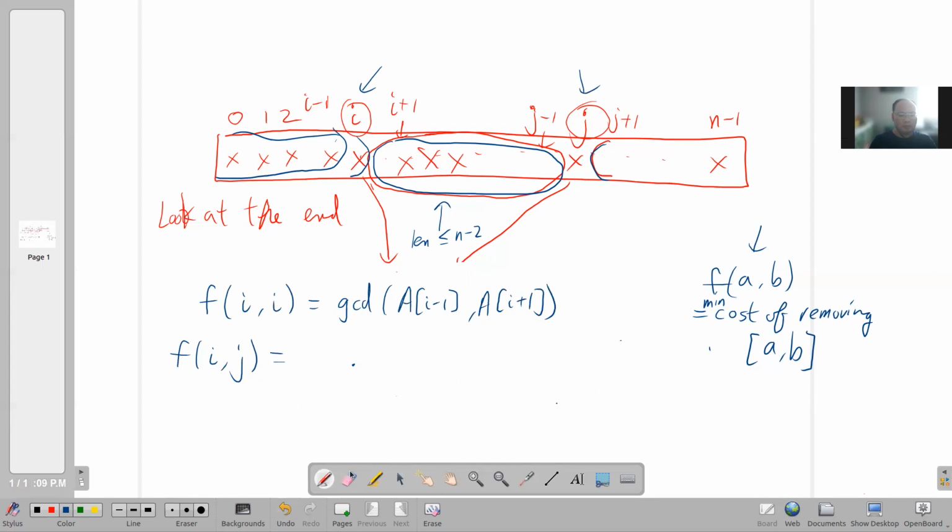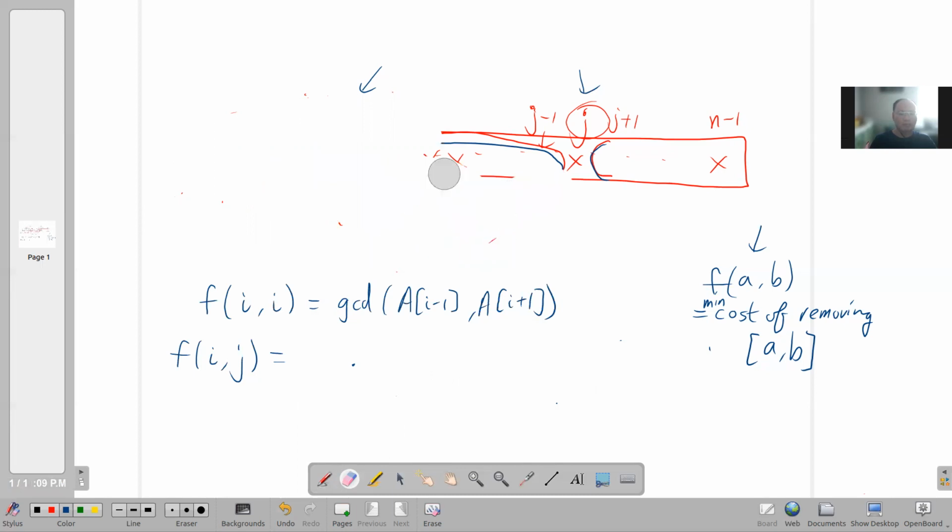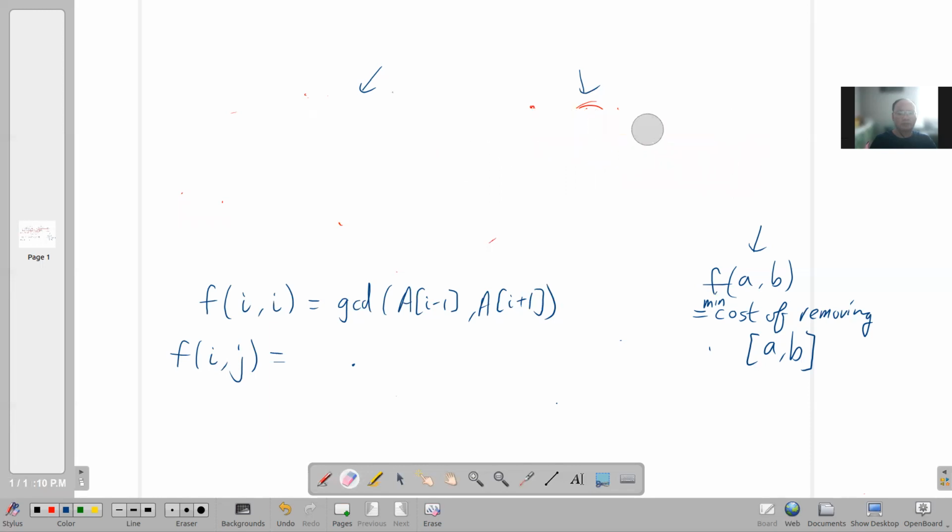Let me maybe remove this picture up here and redraw this. Again, I'm assuming for now that i is less than j. If i is bigger than j, then you have to do a little bit of detail work to make sure that you wrap around the right way.